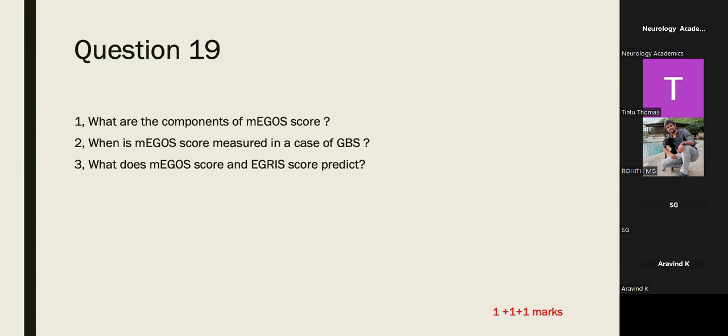Question 19. What are the components of MIGO score? When is MIGO score measured in a case of GBS? What does MIGO score and EGRIS score predict?